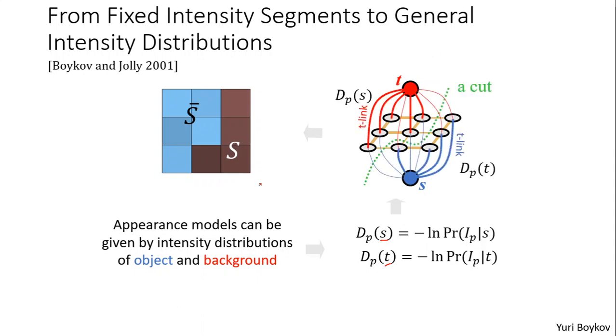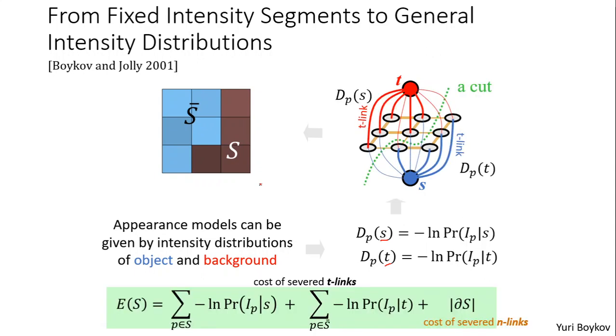Okay, similar ideas, and you can see the cost of the terminal T-links would now be minus log probability of P belonging to S and minus log probability of P belonging to T, based on their belongingness in the final segmentation. If they belong to S, then you use this term. If they belong to S bar, then you use this term. This is the cost of the terminal edges.